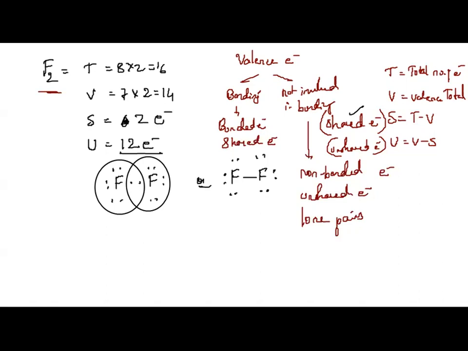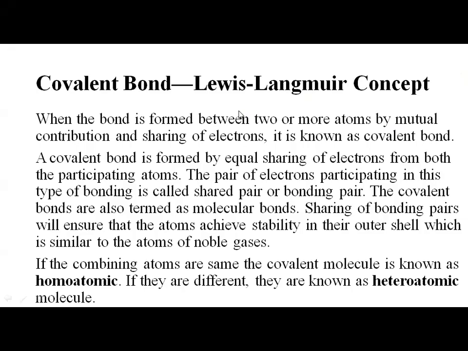Yes, to understand this Lewis structure, first we need to understand one more concept, that is the covalent bond, the Lewis-Langmuir concept. So what do we mean by a covalent bond? We have discussed what an ionic bond is. Now we are going to discuss what a covalent bond is.